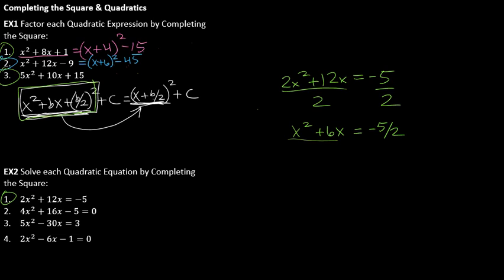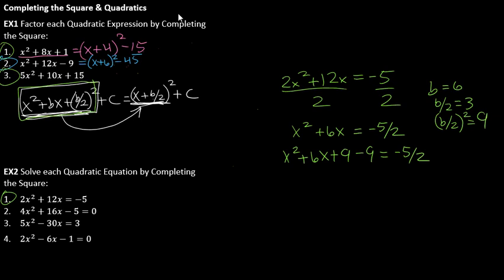Okay, let's go ahead and complete this square then. So b is 6, b over 2 is 3, and b over 2 all squared is 3 times 3, which is 9. So to complete the square, x squared plus 6x plus 9, and remember, algebraically, we need to be adding 0, right? To make this algebraically sound, we could say it's plus 9 and minus 9 equals -5 halves.